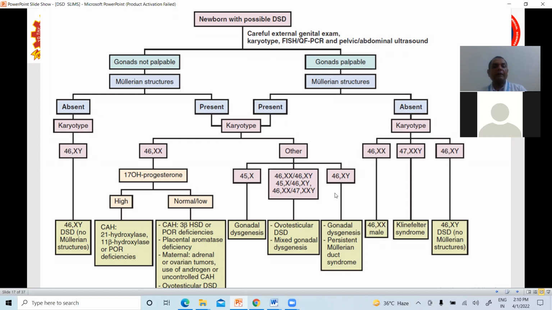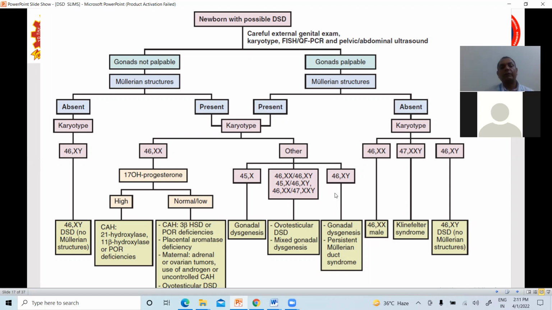Other thing, if 17 OHP is normal, then it can be 3 beta HSD deficiency, P450 oxidoreductase enzyme deficiency, placental aromatase deficiency, maternal adrenal or ovarian tumors, or ovotesticular disease. One very peculiar feature of placental aromatase deficiency is that the baby and mother both will be virilized.